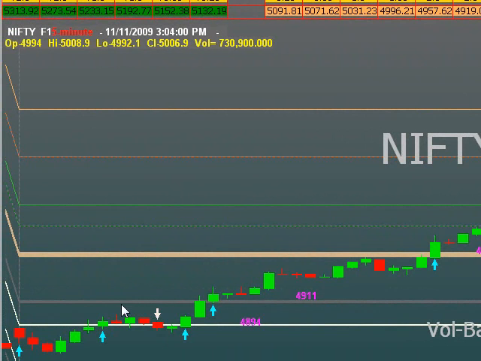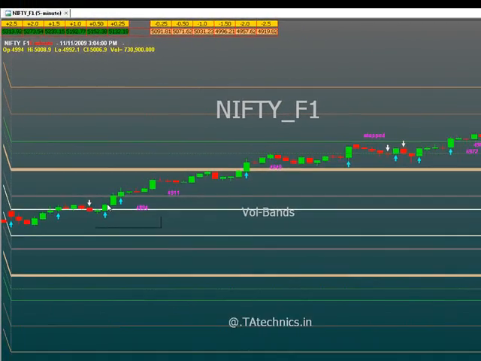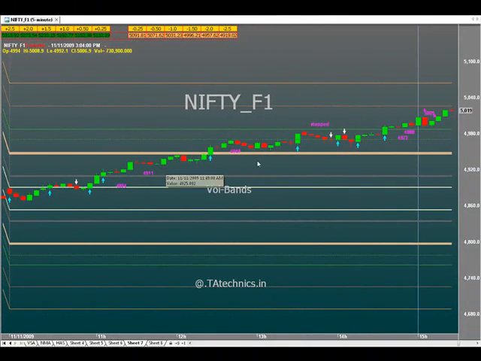The basic idea behind this system is to reduce the losses to the minimum and latch on to the profits as much as possible. So it's a very simple trading strategy. Hope everybody will find it useful.